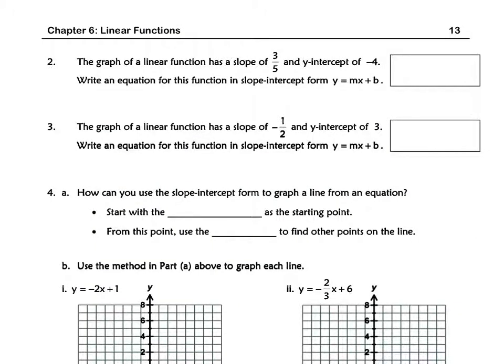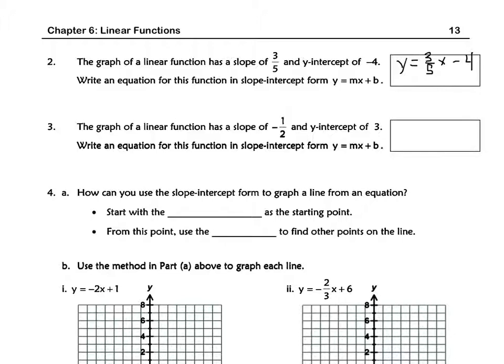Question number 2 says the graph of a linear function has a slope of 3/5 and a y-intercept of -4. Write an equation for this function in slope-intercept form. And that's easy to do because we know the slope and we know the y-intercept, so it would simply be y equals 3/5 x minus 4.